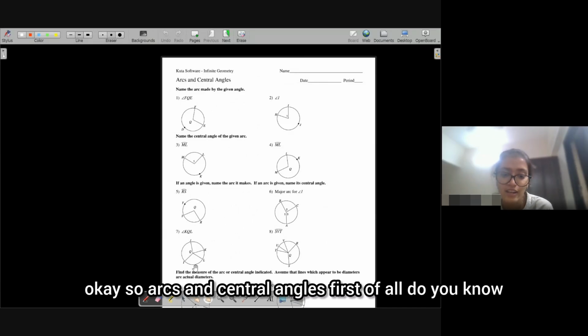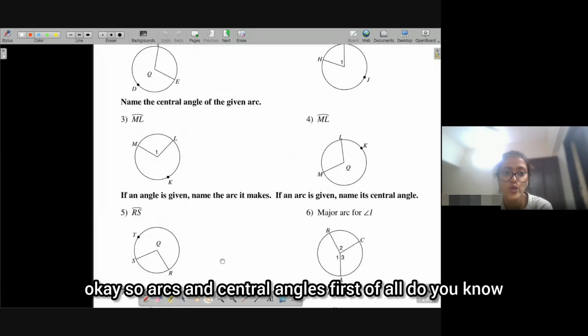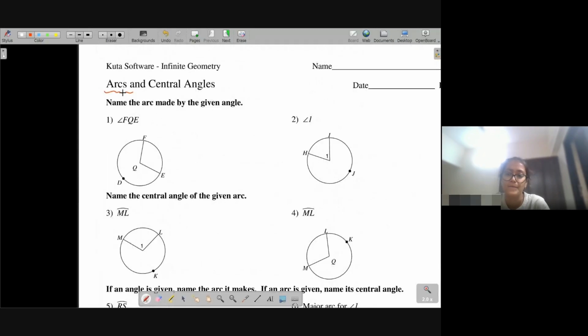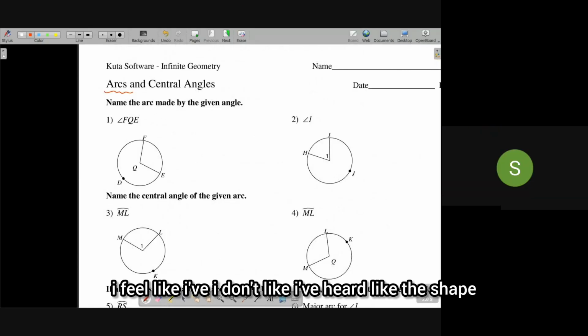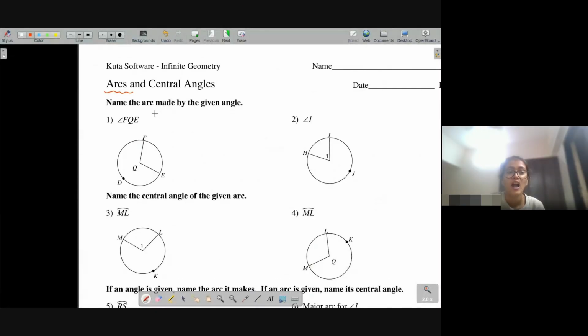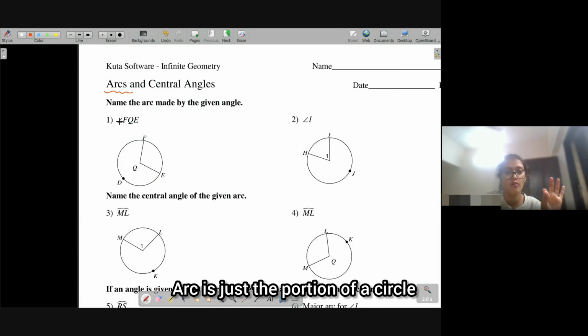So, arcs and central angles. First of all, do you know what an arc is? First, we'll define what an arc is. I feel like I've heard the shape, but not geometry-wise. Okay. An arc is just a portion of a circle.